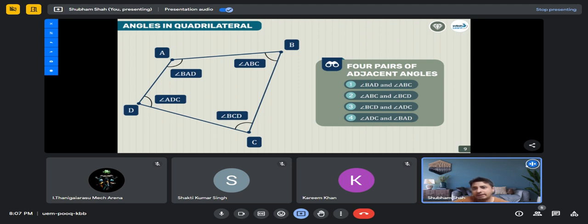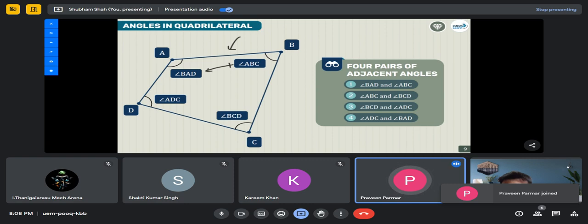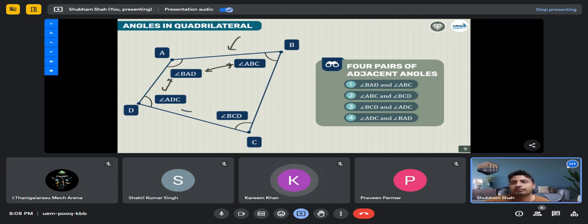Now, what are adjacent angles? BAD is adjacent to ABC. Adjacent means which are on the same side. These two are adjacent, these two are adjacent. Clear? BAD is adjacent to ABC. BAD is adjacent to ADC. ADC is adjacent to BCD. BCD is adjacent to ABC. So adjacent means which are on the same line. Okay? Clear?